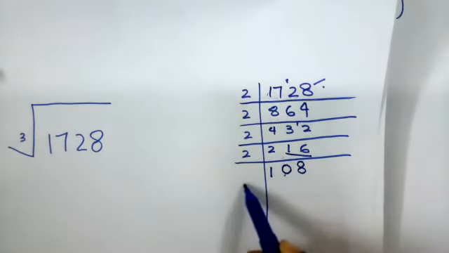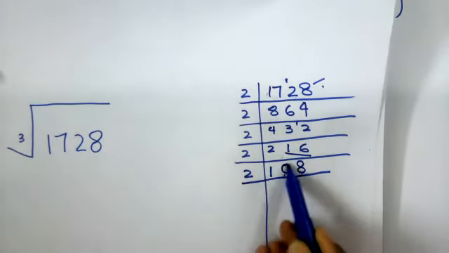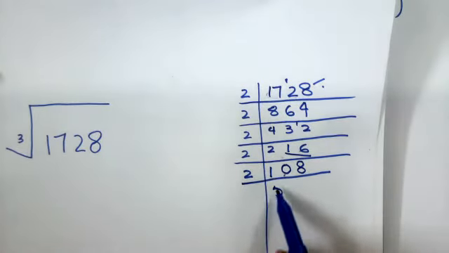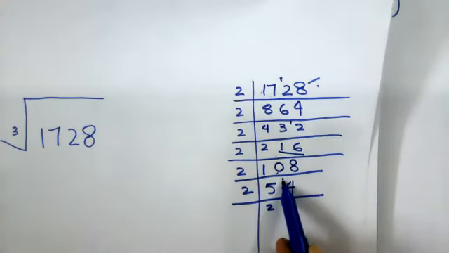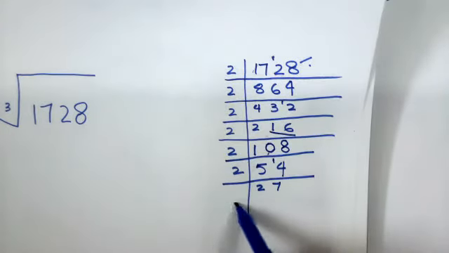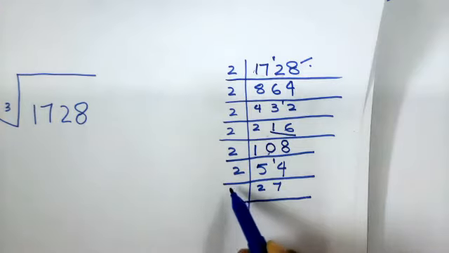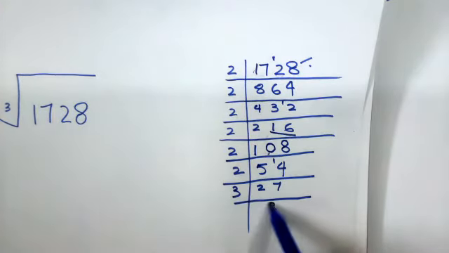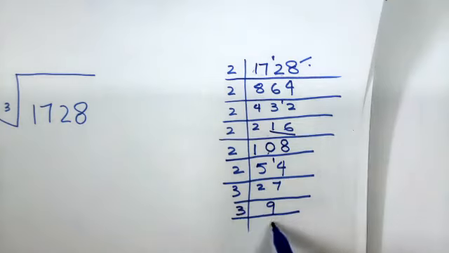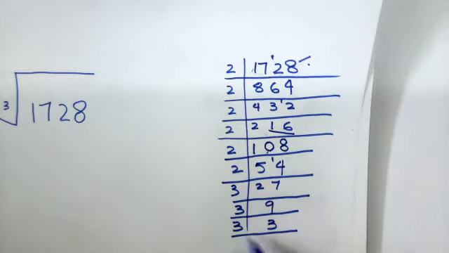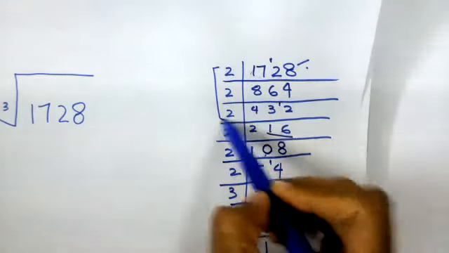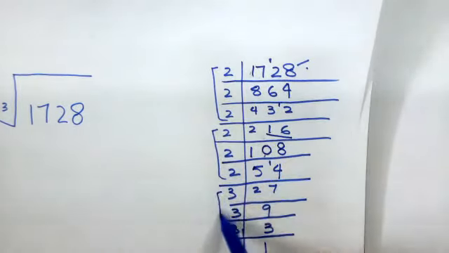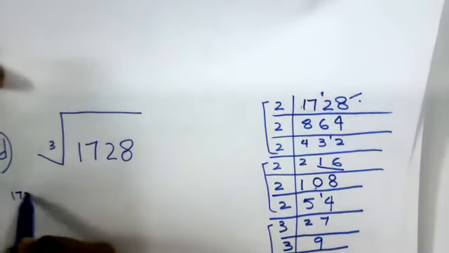Okay? Now, I will take the first two digits together. 2 5s are 10, 2 4s are 8. Again, 2 2s are 4, 2 7s are 14. Now, this is no longer divisible by 2, but I know it's divisible by 3. 3 9s are 27. 3 3s are 9. 3 1s are 3. Okay? So now, do I have triplets? Yes, I have the triplets. Alhamdulillah.